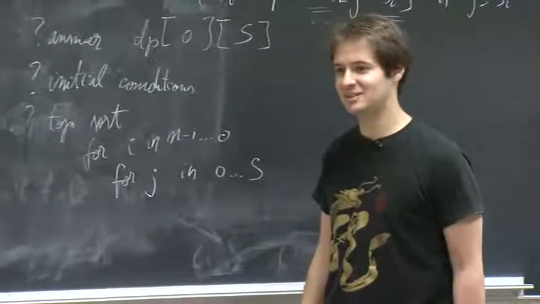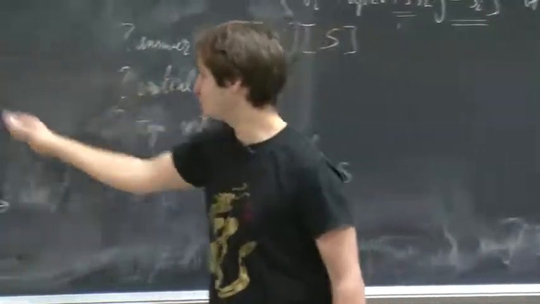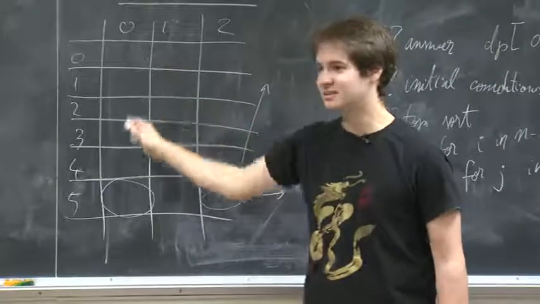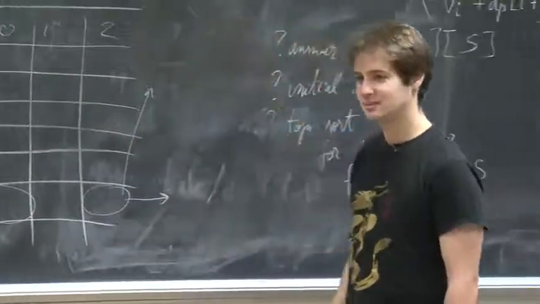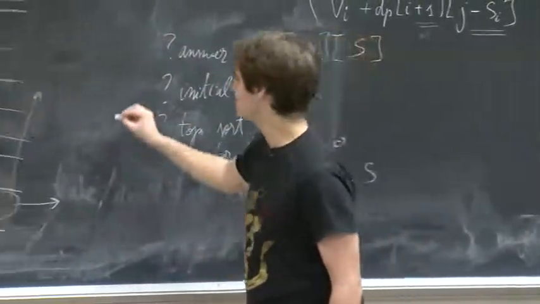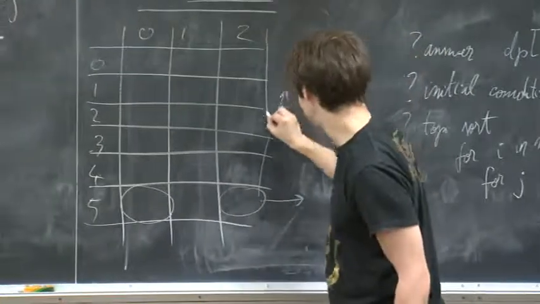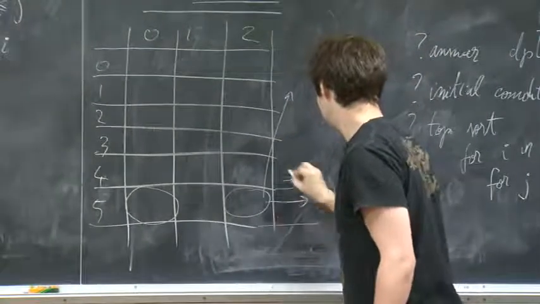And that argument is correct. Because first I'm going to compute this column, then this column, then this column, then this column. By the way, what's this column? This column is the initial condition.